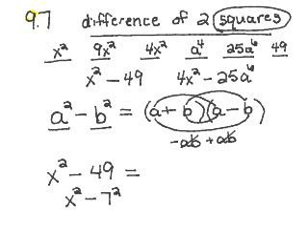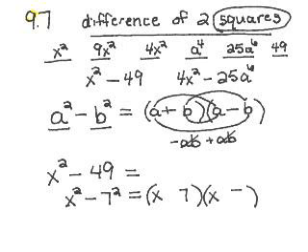All right? So 49 is 7 squared, so it fits the pattern of a difference of 2 squares. Because x squared is a square, 7 squared is a square, and we have the difference, we have the minus sign. So according to the pattern up here, the way that factors is factors of x squared, or x and x, factors of 7 squared, or 49, are 7 and 7.